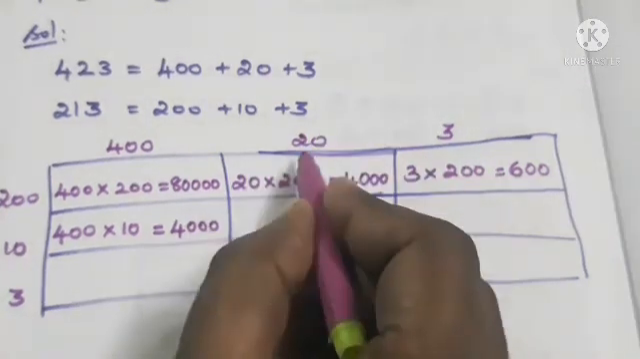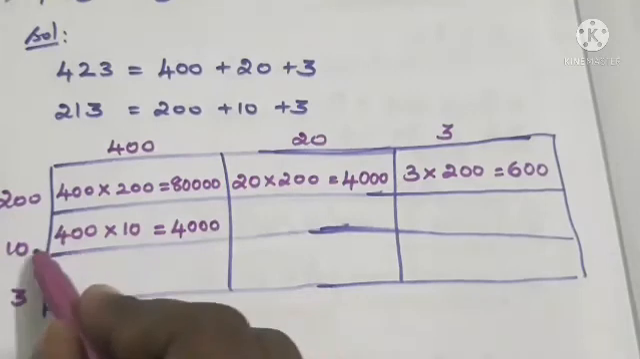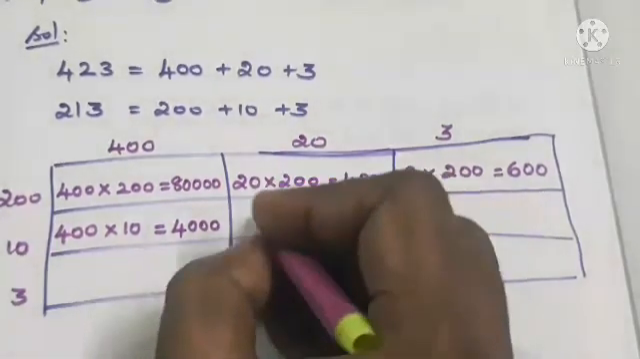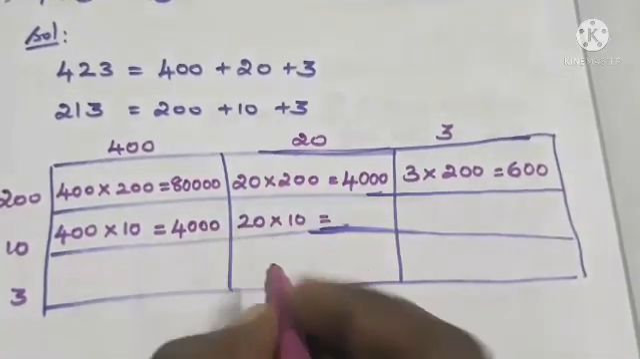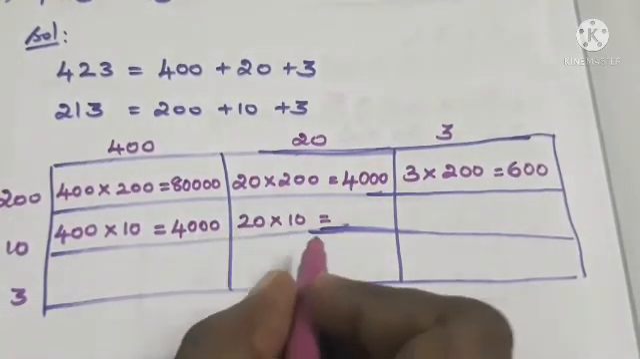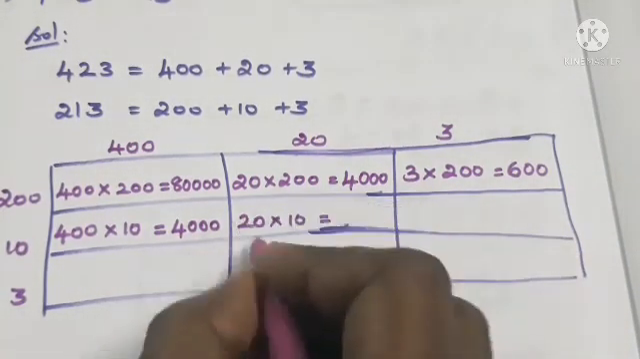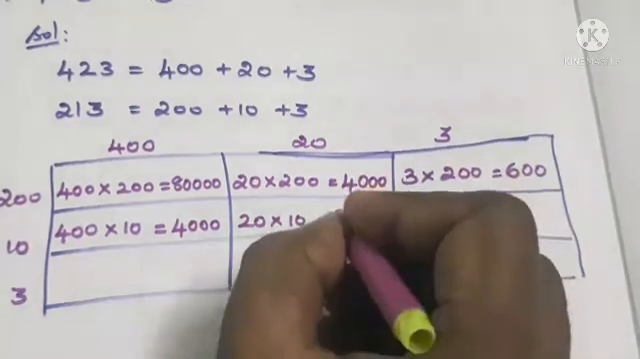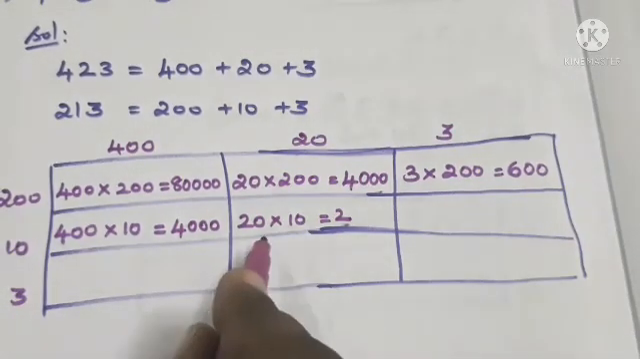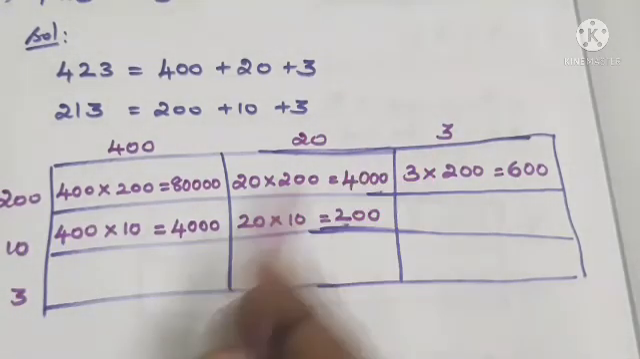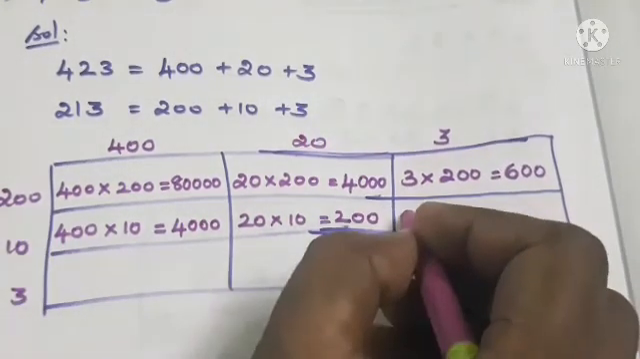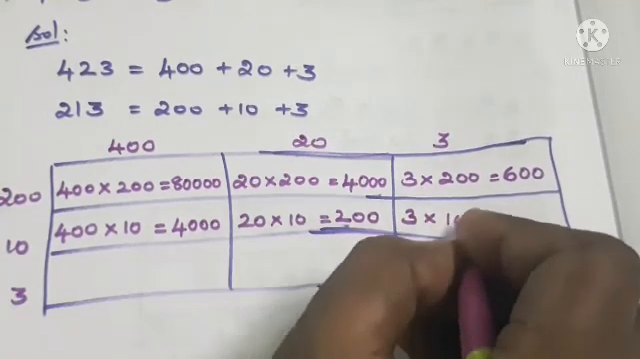Next we have to multiply the 20 with the 10. So 20 multiplied by 10. In the 10 and 20, in the ones place we have 0, so we leave it and multiply the tens place. That is 2 into 1, 2 ones are 2. Next, how many zeros are there? Yes, 2 zeros. Next we have to multiply the 3 by 10. So 3 into 10.